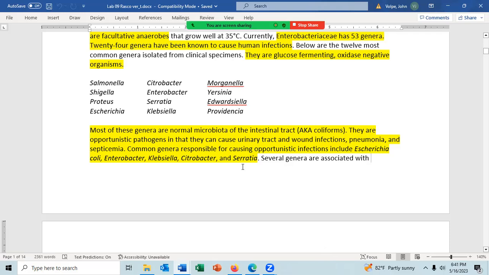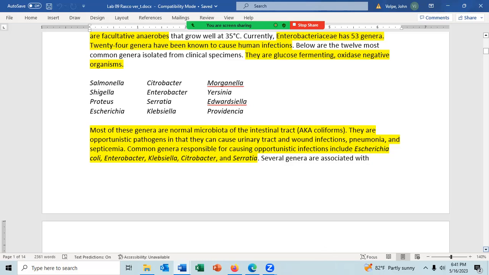There are some common genera responsible for causing opportunistic infections, including Escherichia, especially E. coli, Enterobacter, Klebsiella, Citrobacter, and Serratia. So these are opportunistic in that they can cause opportunistic infections.